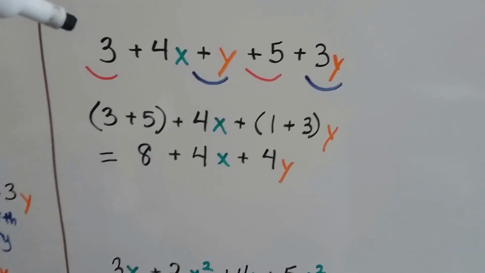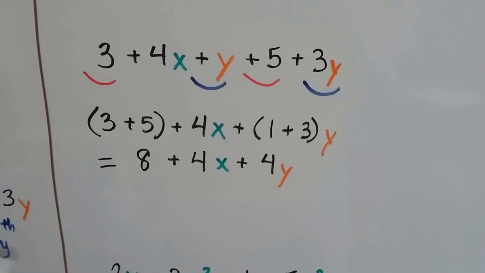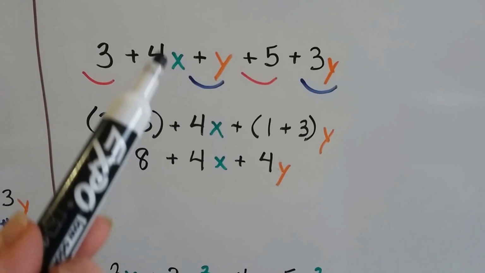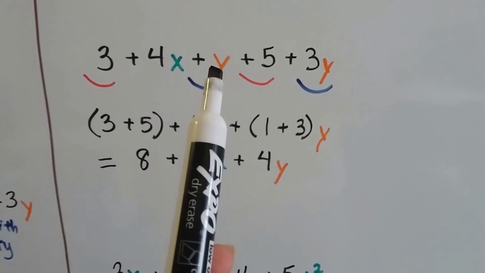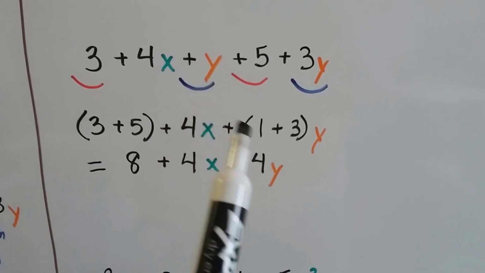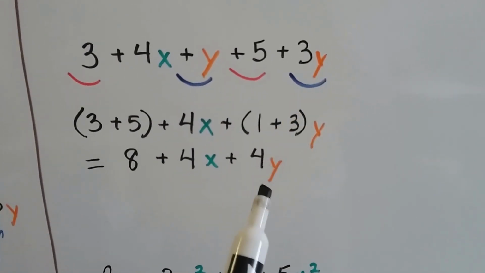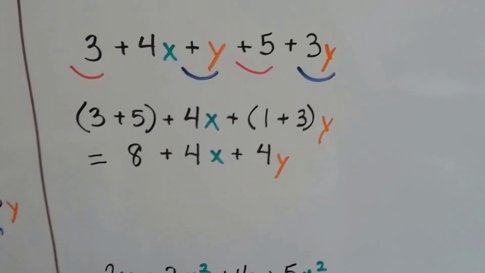For this one, we have a constant of 3 and 5 that can be grouped together to give us an 8. This 4x is by itself, so we can just drop it into place. There's an invisible 1 in front of that y, isn't there? So we have 1 plus 3 times y. That'll give us a plus 4y.